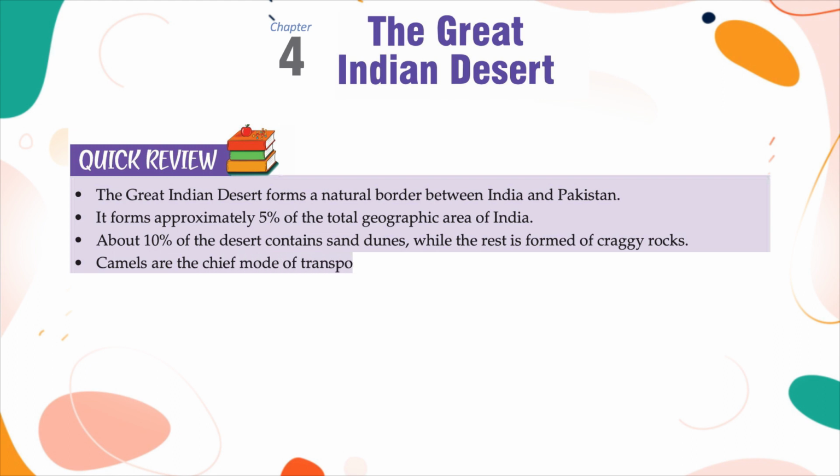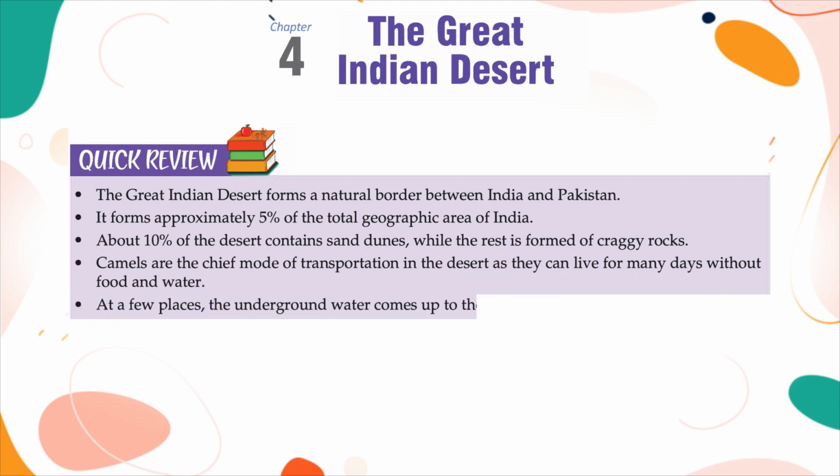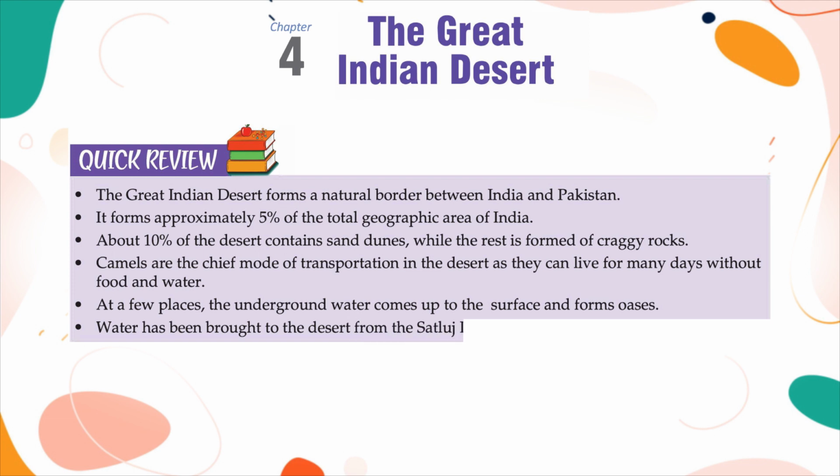Camels are the chief mode of transportation in the desert as they can live for many days without food and water. At few places, the underground water comes up to the surface and forms oases. Water has been brought to the desert from the Satluj River through the Indira Gandhi Canal.